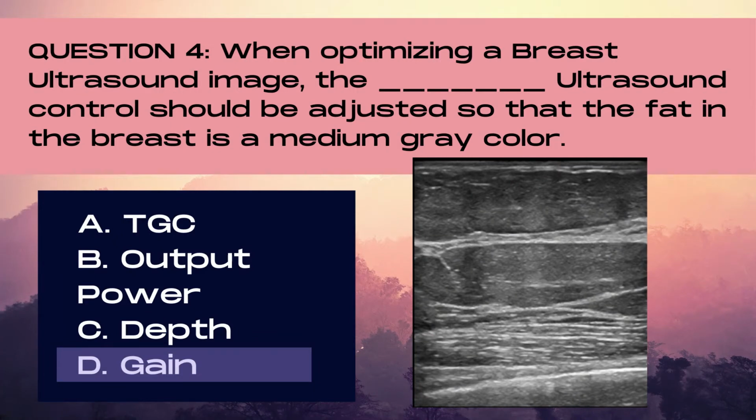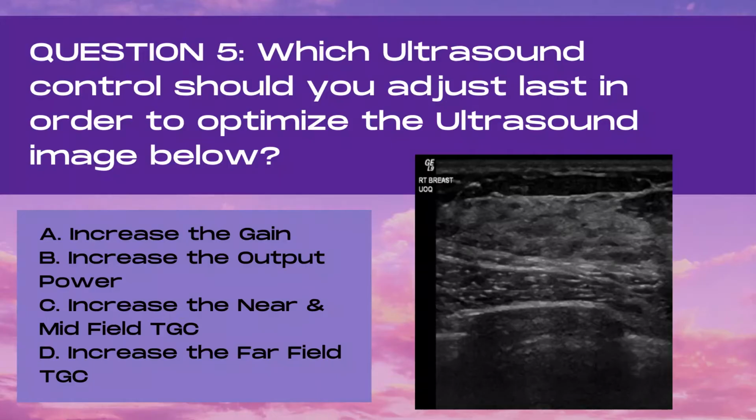Gain. Like the TGC control on an ultrasound machine, the gain control is also a brightness control, and it increases or decreases the overall brightness of the ultrasound image by amplifying signals that have already been returned to the machine. So it does not affect the strength of the pulse that's sent into the patient's body. Ideally, for a breast ultrasound, the gain control should be set so that the fat in the breast is a medium gray color.